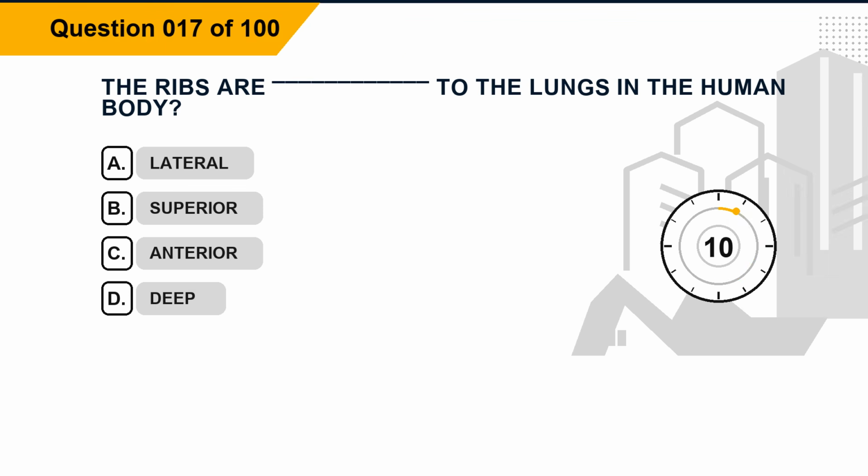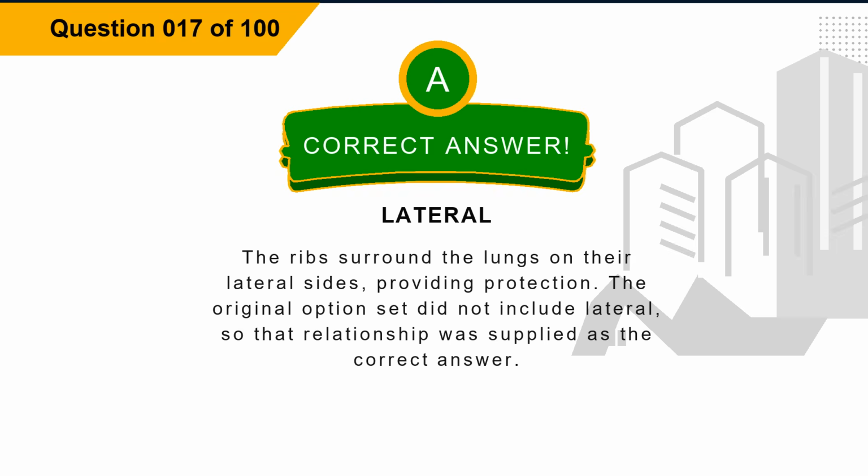Question 17. The ribs are blank to the lungs in the human body. Option A, lateral. Option B, superior. Option C, anterior. Option D, deep. The correct answer is option A, lateral.